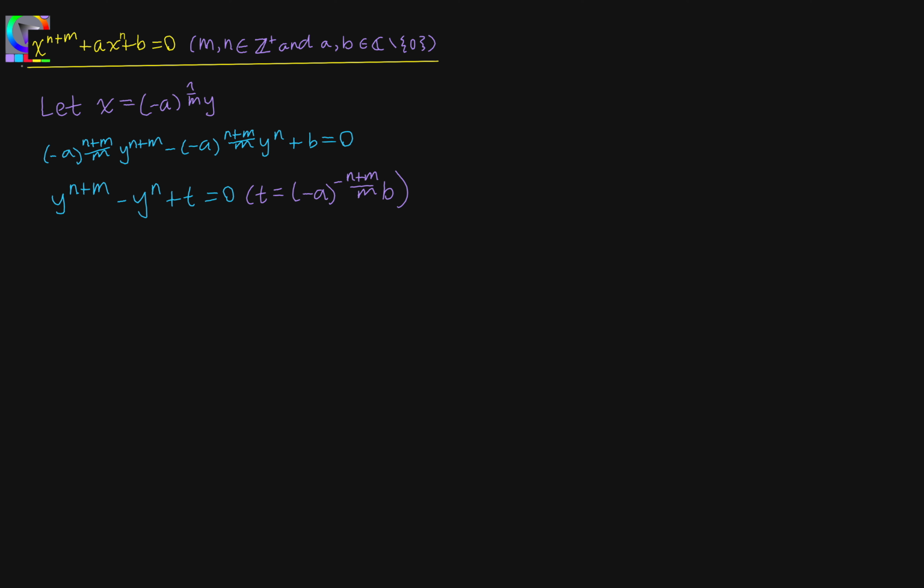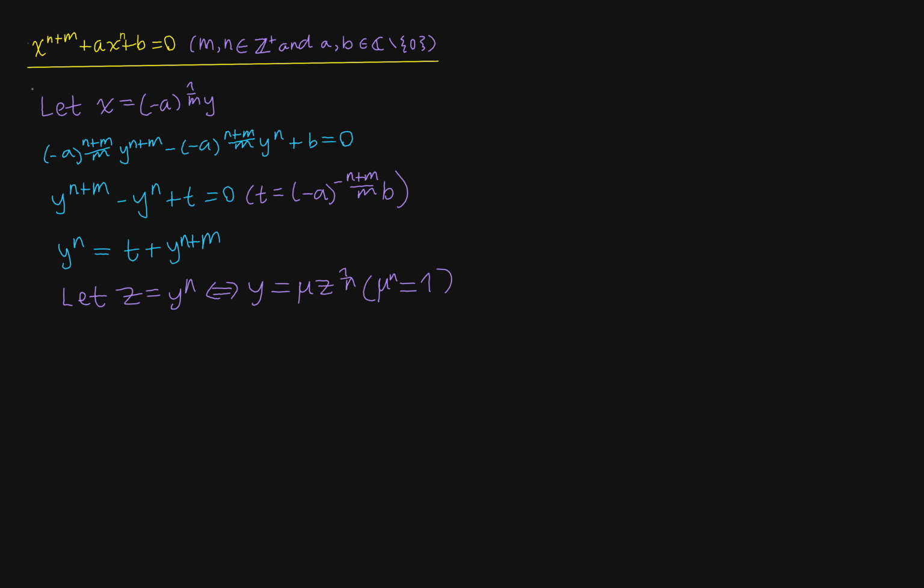Okay, now I'm going to rewrite it a little bit further. We're going to get y to the n is equal to t plus y to the n plus m, and now this is almost in the same form as for Lagrange reversion theorem. We're going to do one more substitution. We're going to let z be equal to y to the n, which means that y is equal to mu times z to the 1 over n. And mu is just an nth root of unity.